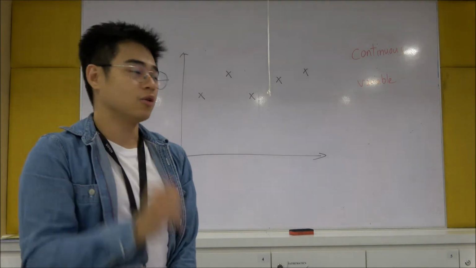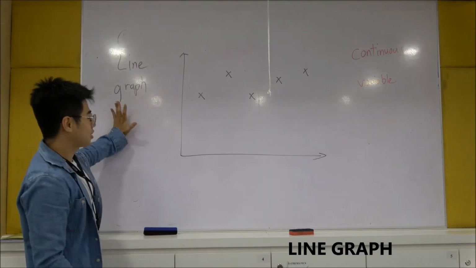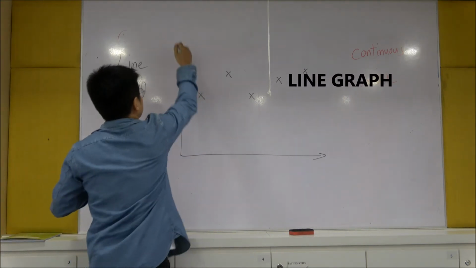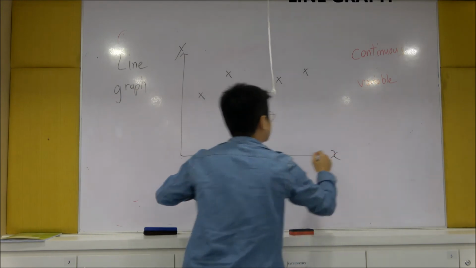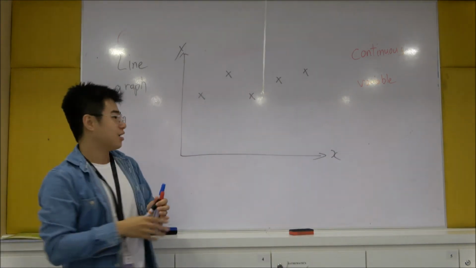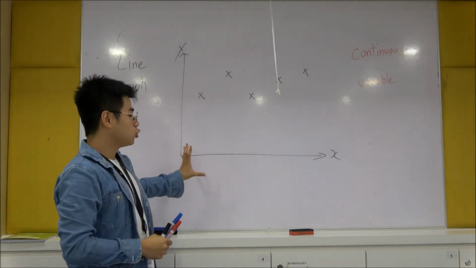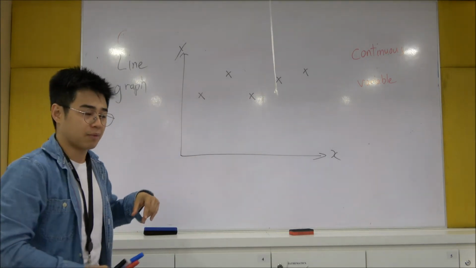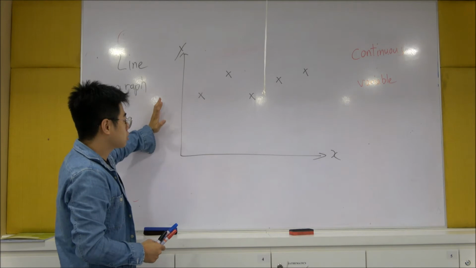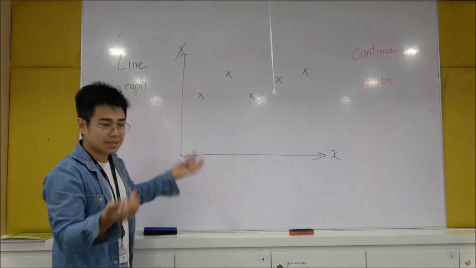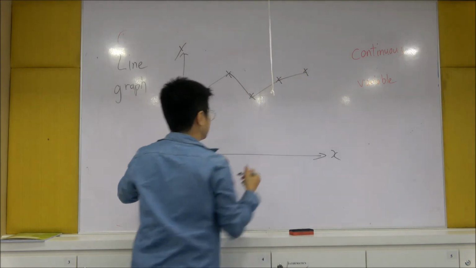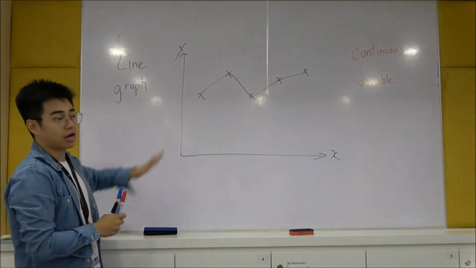Now, the next thing we're going to look at is called the line graph. When it comes to line graphs, usually both the y-axis and the x-axis are continuous variables. That means they are usually numerical. They are usually something to do with numbers, unlike the one that we looked at previously. A line graph, as the name suggests, has a line that you have to plot on the graph.